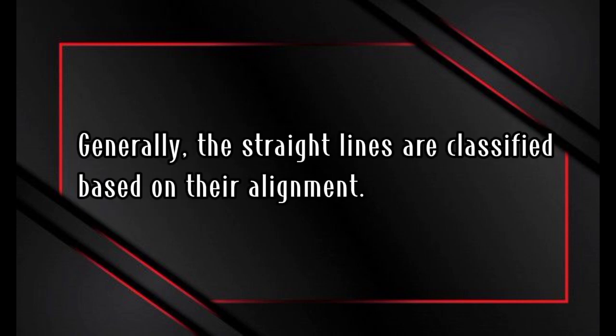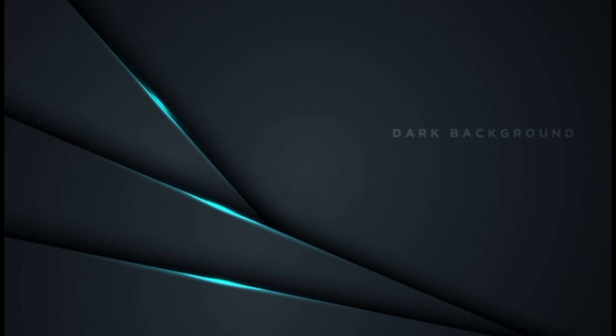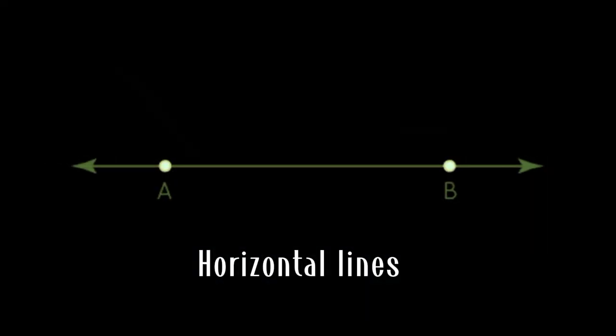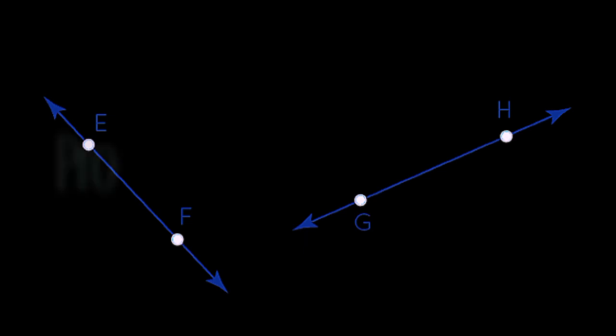Types of straight lines. Straight lines can be of various types. Generally, the straight lines are classified based on their alignment. Their alignment refers to the angle they form with the x-axis or the y-axis. According to the alignment of straight lines, they are the following types: horizontal lines, vertical lines, or slanted lines.